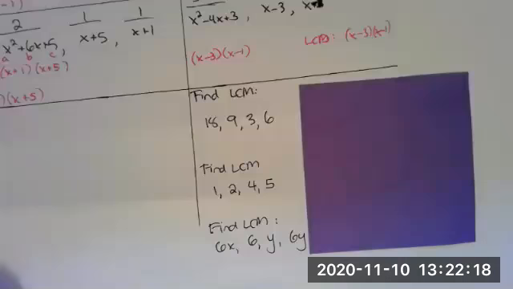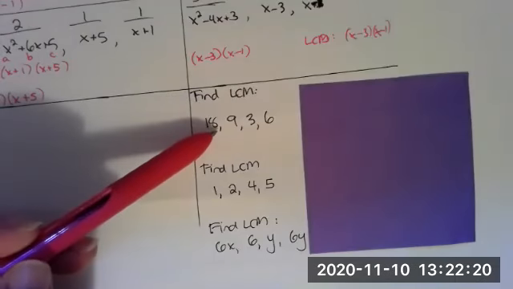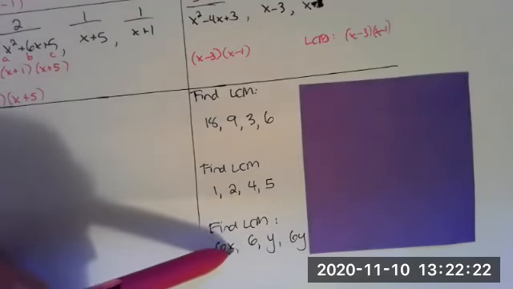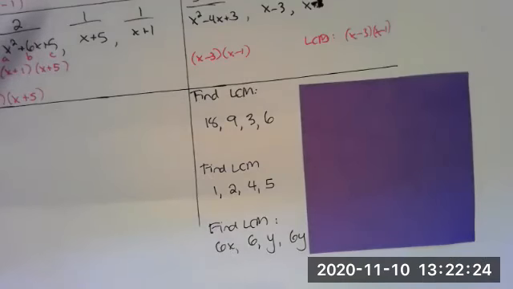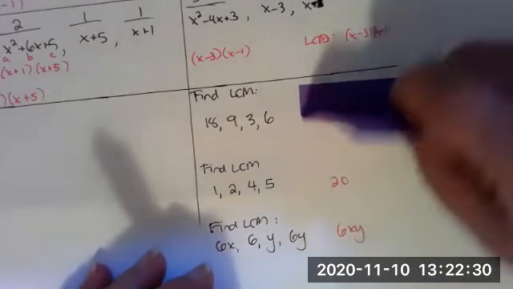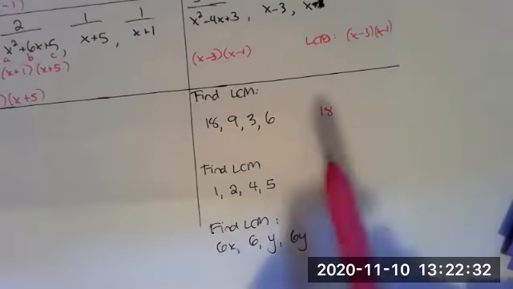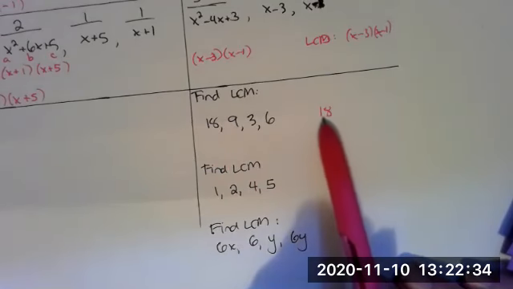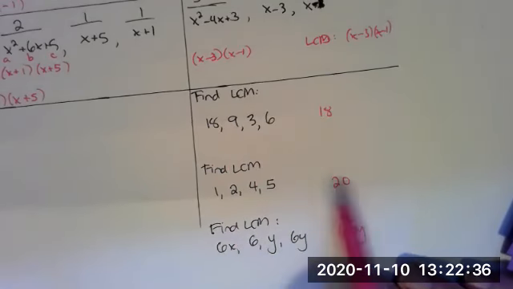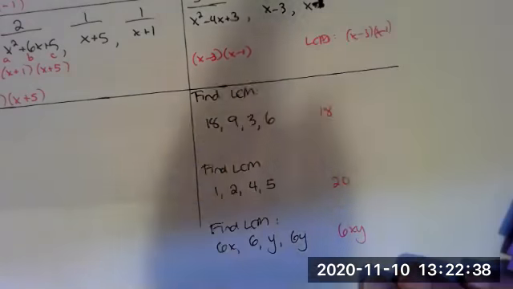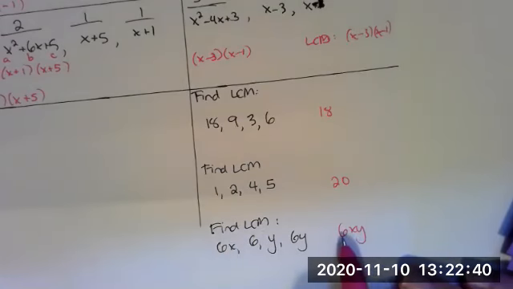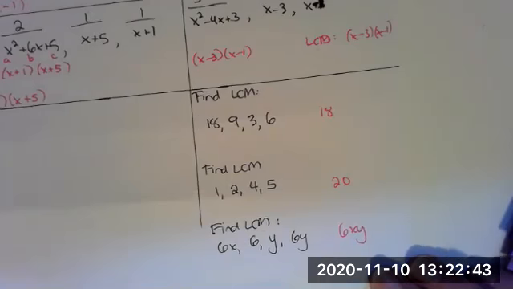Okay, just as a little bit of additional practice, if you would like, find the LCM of these sets of numbers and variables and terms. Go ahead and pause the video, and then you can check your work in a bit. Okay, so LCM here must be 18. LCM here must be 20. LCM here must be 6xy. Okay. All right, I hope that helped.